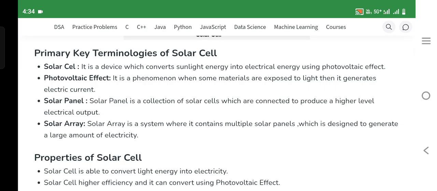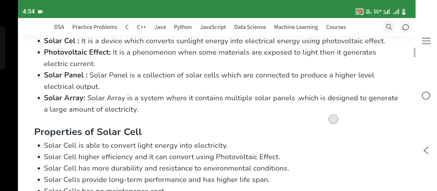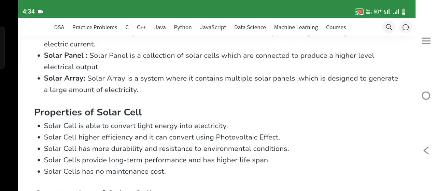A solar panel is a collection of solar cells which are connected to produce a higher level of electrical output. A solar array is a system containing multiple solar panels, designed to generate a large amount of electricity. Properties of solar cell.